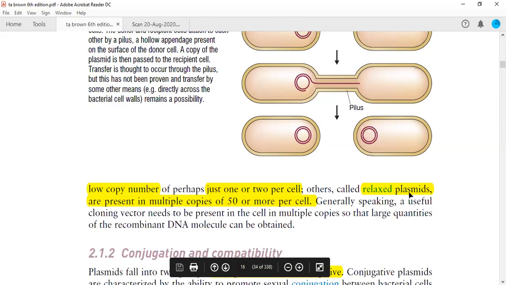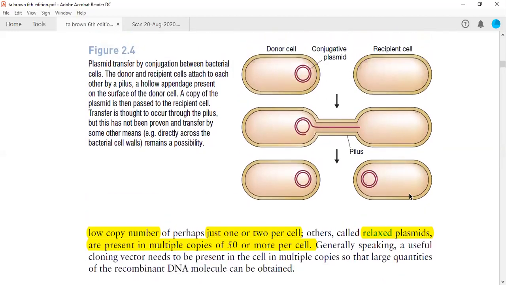So they are relaxed. Now this diagram is also important, since it shows that a tube, which is called a pilus, is formed between a donor cell and a recipient cell. What is the difference between the two cells? The only difference is that this cell has the F plasmid, and this cell does not have the F plasmid. So what is so special about this F plasmid? F for fertility plasmid. This cell will have this plasmid.